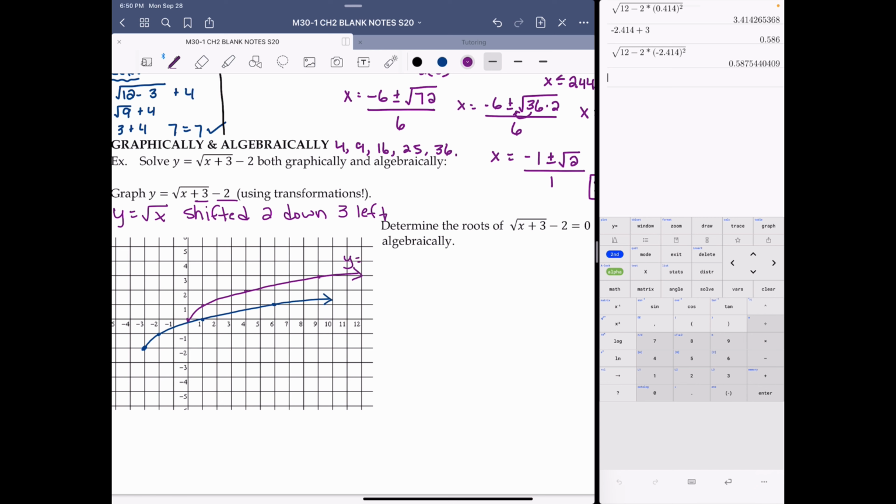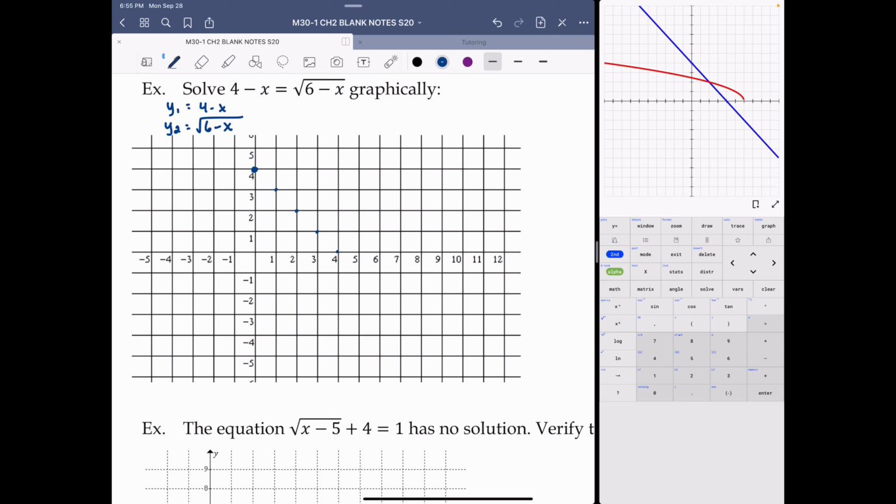Clear that. We have 4 minus x and the root of 6 minus x. Graph, and here's our graph. So the first one, y1, is a linear. It's got a y-intercept at 4, and it's got a slope of negative 1. So as it goes to the right, the graph is going down. Down 1, right 1, down 1, right 1, down 1, right 1, etc. And I can join those points with a line.